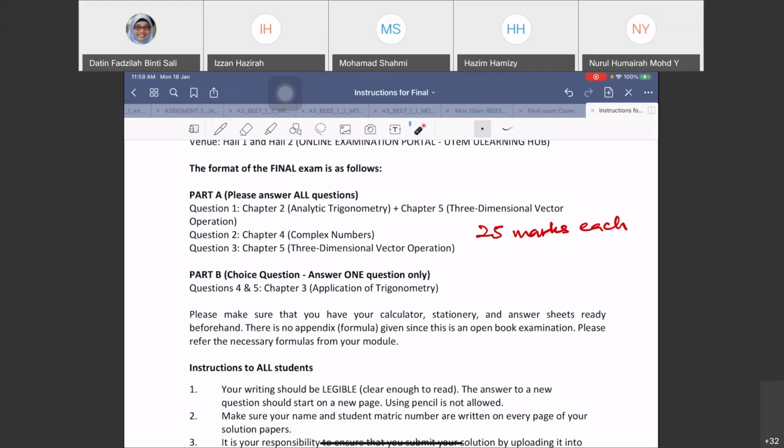But the most important is make sure you start doing the revision for the final exam. All right, and make sure you have understood the lesson, the one that I have taught you.